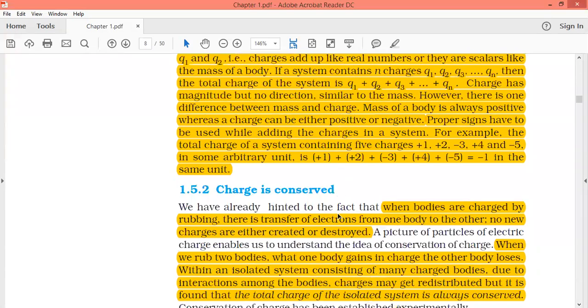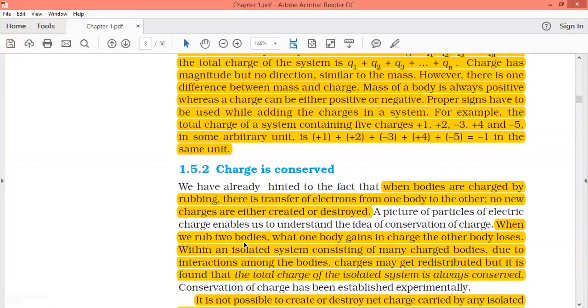And similarly, we have conservation of charge. What is conservation of charge here? How will we be getting charges? We will be getting charges simply by rubbing. Okay. So when bodies are charged by rubbing, there is a transfer of electrons from one body to another body. Because of the transfer of electrons, we will be getting charges. So no new charge is either created or destroyed. We are just transferring the electrons from one body to another body by rubbing the two bodies. So new charges are not created or destroyed. Okay. So that is called conservation of charge.